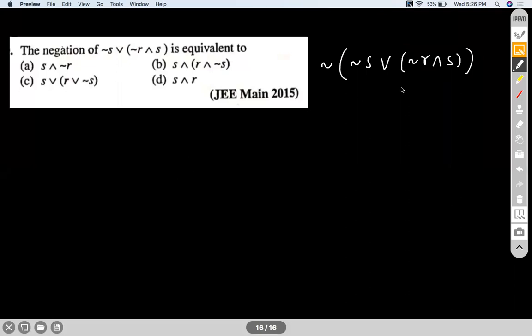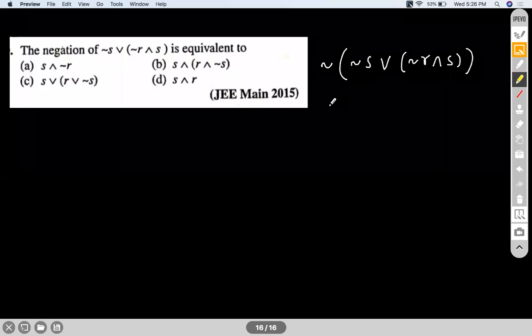Okay, Vidyuta, noted down your answer. Vidyuta has already answered. I just finished writing the titles of the truth table.